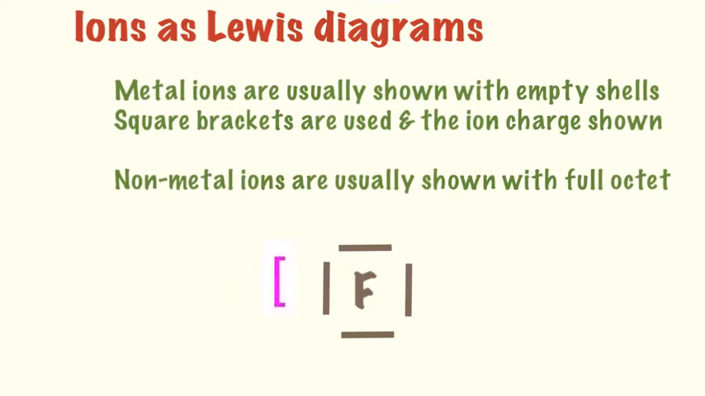So we add the square bracket, and I've used colour for adding square brackets. Of course, you don't have to do that. And since we've added one electron, it must have a negative charge. So I would show the fluoride ion as that, and that would be my Lewis diagram for it.